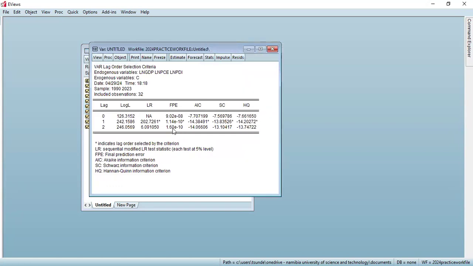And according to the FPE, the Akaike information criterion, Schwarz Bayesian criterion and the Hannan-Quinn, all of them are suggesting that the appropriate lag length for this model is 1. I'm sure you can see that. Right. So this is the appropriate lag length using these VAR lag order selection criteria. All these suggest the appropriate lag length is 1.